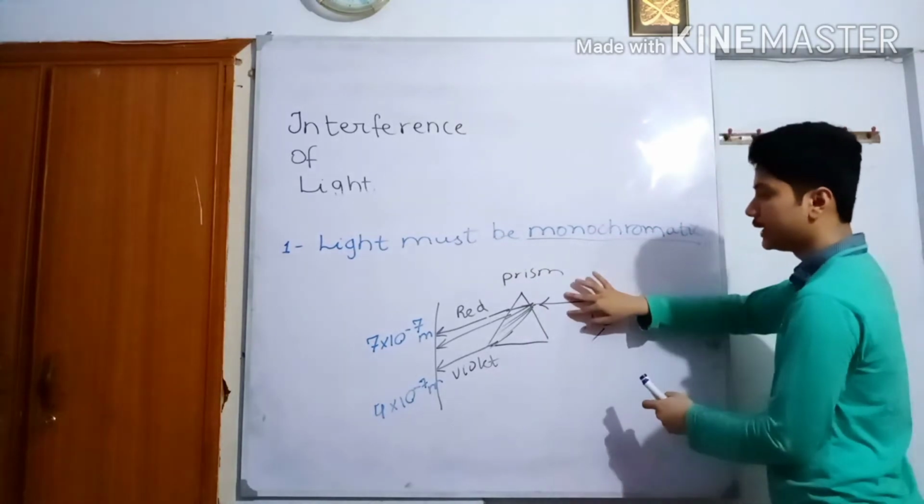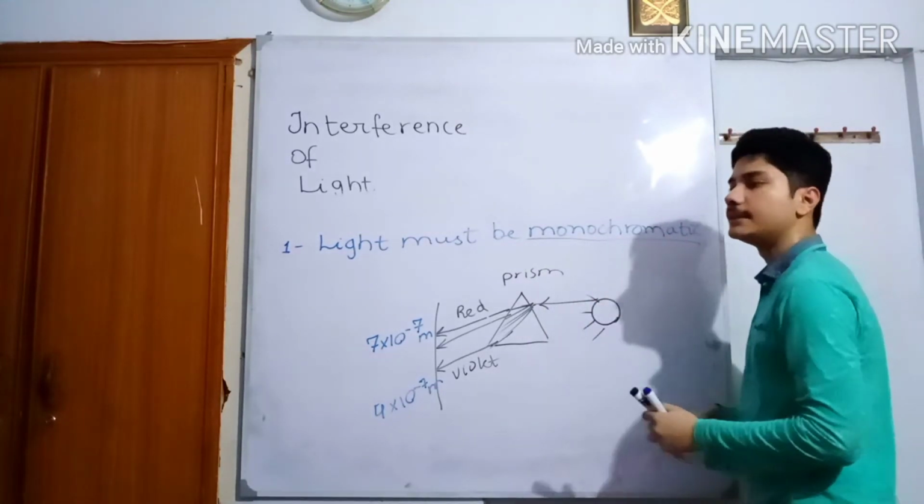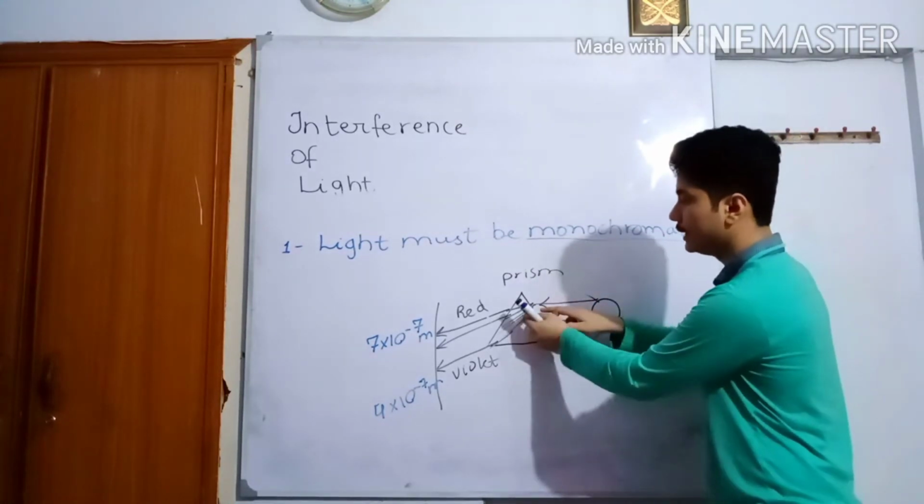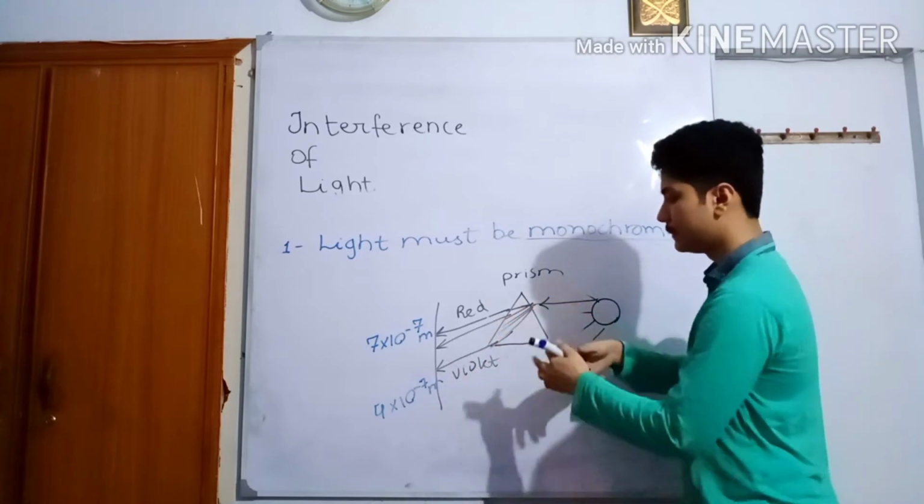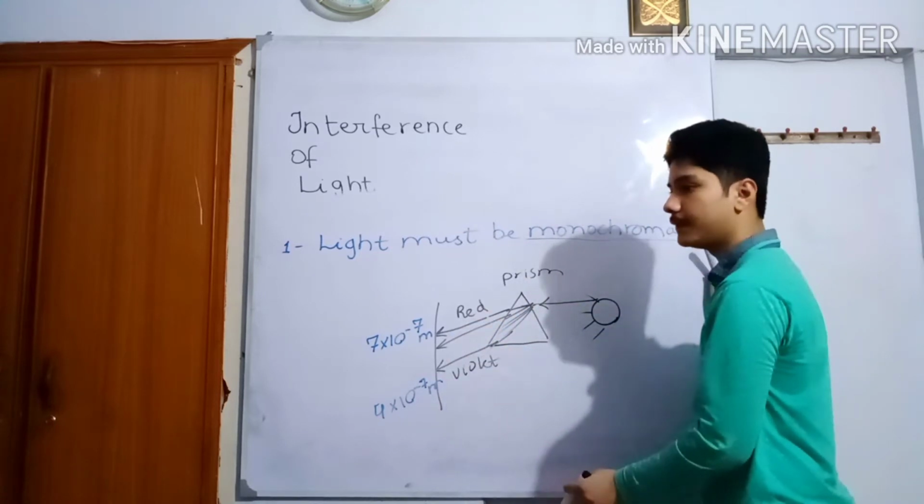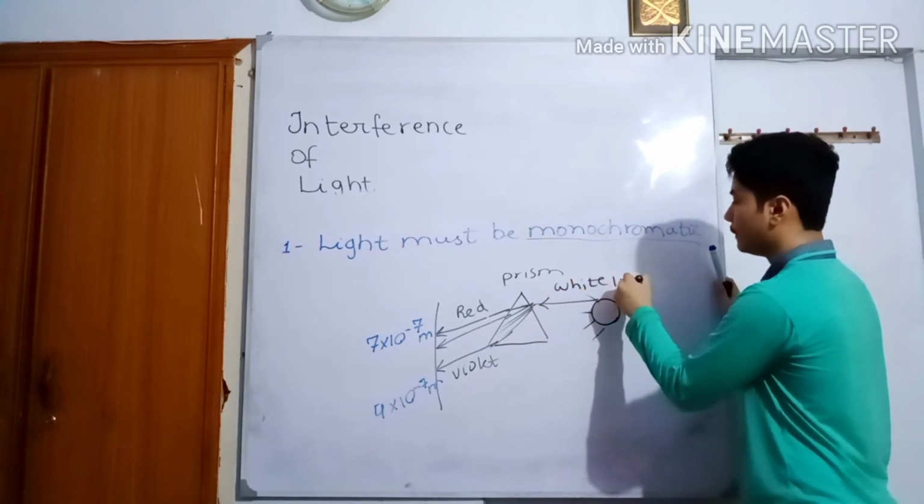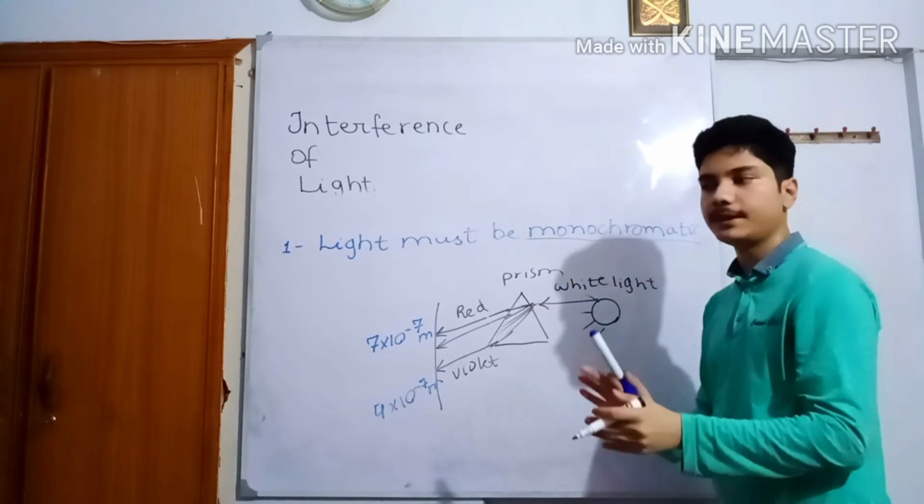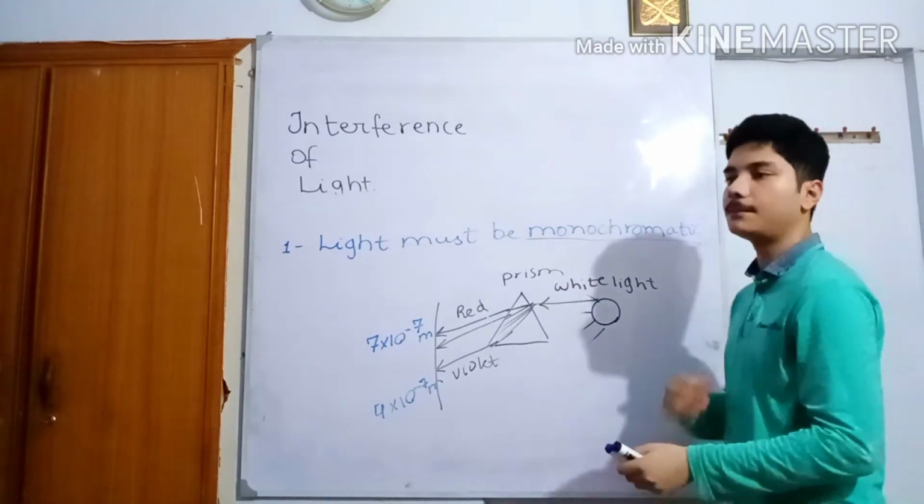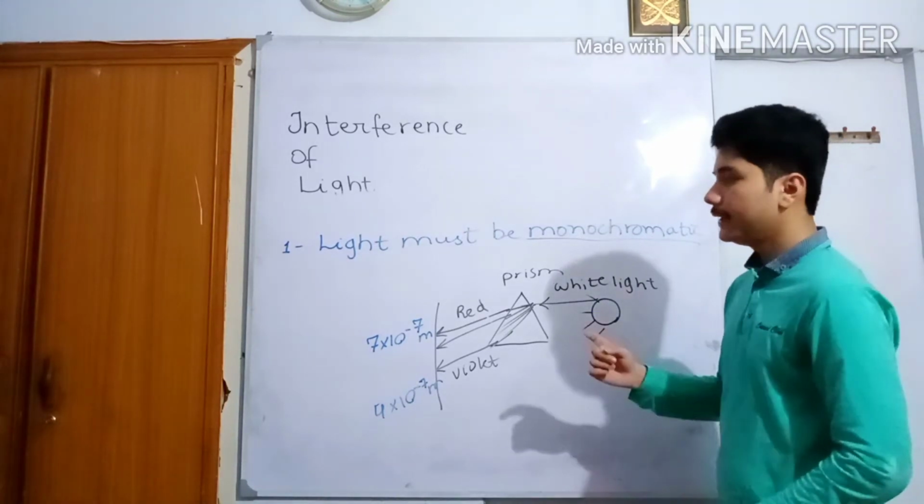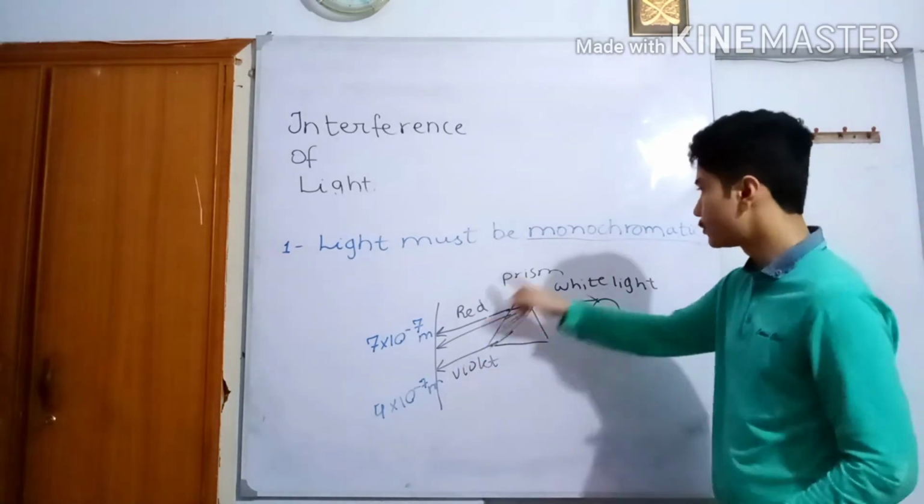But if you take white light, it is not a single wavelength. As you can see, it is refracting and making a spectrum of 7 different wavelengths. So this white light is basically a mixture of 7 different wavelengths. So it is a combination of multiple wavelengths. A light which has a single wavelength is called monochromatic.